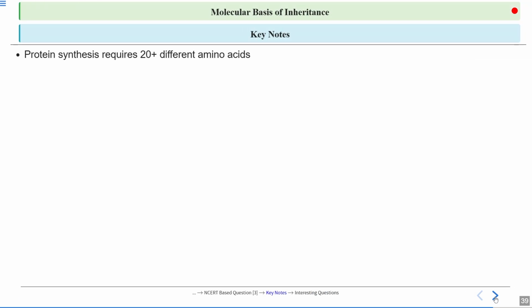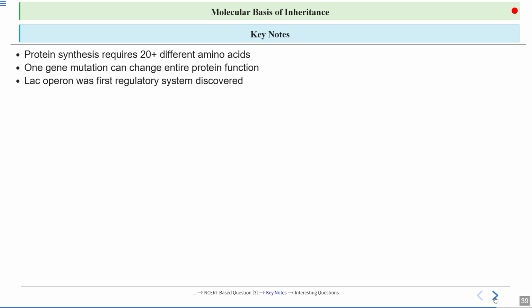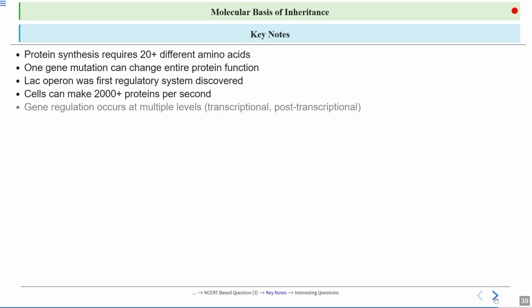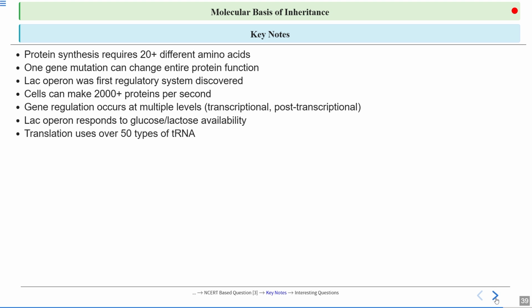What are the keynotes for today's class? First, protein synthesis requires 20 plus different amino acids. One gene mutation can change an entire protein's function. The lac operon was the first regulatory system discovered. Cells can make 2000 plus proteins per second. Gene regulation occurs at multiple levels. It could be transcriptional, post-transcriptional. The lac operon responds to glucose and lactose availability. Translation uses over 50 types of tRNA.